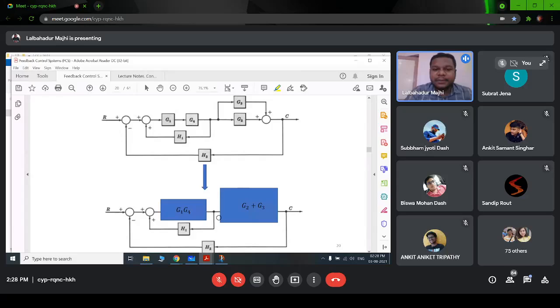This G1 and G4 is represented in a single block as G1 into G4, and this parallel combination is represented with the summation G2 plus G3. As we have added this, we now have to remove this summing point and redraw the other parts, this H2 and this H1.